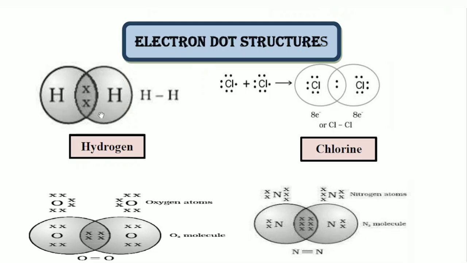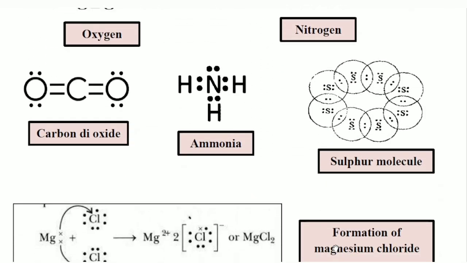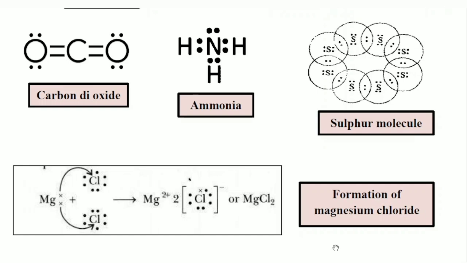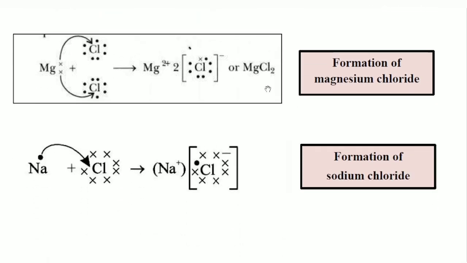Here I have given the hydrogen dot structure, because hydrogen has one valence electron, and here also hydrogen has one valence electron. When two hydrogen atoms combine together, they form an H-H bond. So this is also a dot structure. Here chlorine is there, oxygen is there, nitrogen is there, and carbon dioxide is there. The dot structures of carbon dioxide, ammonia, and sulfur molecule are there, and also magnesium chloride. This year they asked magnesium chloride, so very, very important. Then sodium chloride, how sodium chloride is formed. Here also I have given the dot structure, so practice.